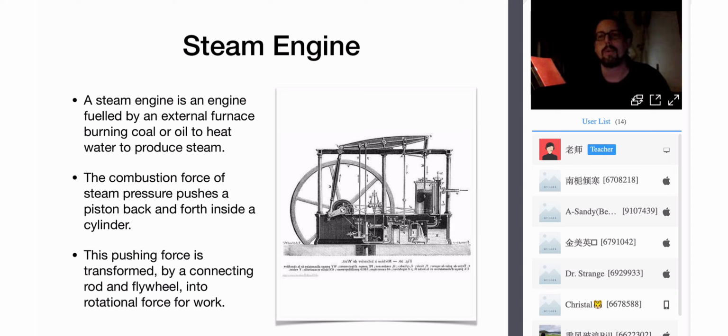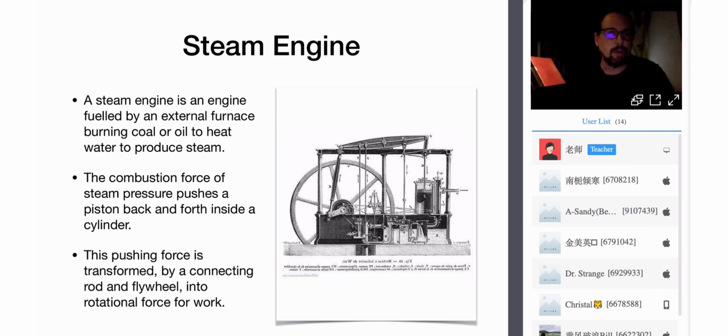And if you've ever boiled a kettle before, you know that the steam makes the top of the kettle go pop, pop, pop. So that's a propellant. And if you contain that, you can use the force.